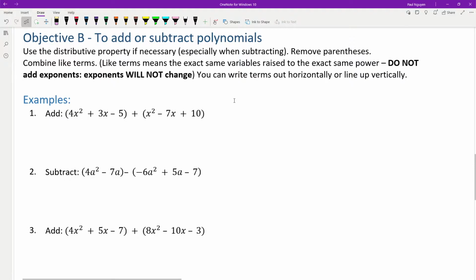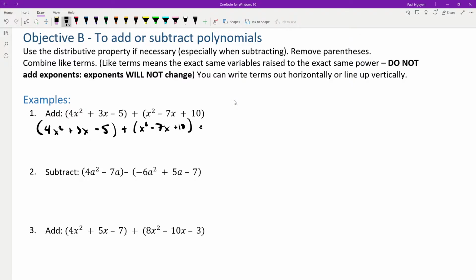You can write out terms horizontally or line up vertically. Let's look at an example. Here I have 4x squared plus 3x minus 5. I'm going to add to that the entire polynomial x squared minus 7x plus 10. First thing you want to do is distribute this plus. That doesn't change anything. So in fact, this will just be 4x squared plus 3x minus 5 plus x squared minus 7x plus 10.